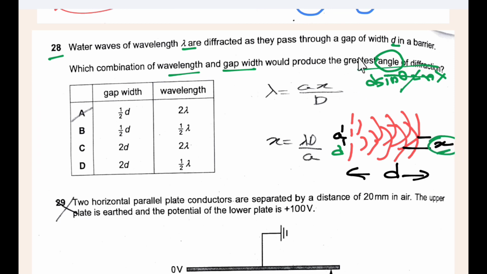Since it is not a diffraction grating question, this is a diffraction question in which the waves pass through a gap, that is this gap. So which combination would give the largest angle of diffraction, that means the largest value of x? We know that lambda is equal to a x by d. After rearranging, x is equal to lambda d by a. So which values would give the largest value of x? The gap width, that is a, and the lambda. The value of lambda must be greater, and as we know that x is inversely proportional to gap width, the gap width must be less. So the gap width is less and the lambda is more, so option A is correct. The answer would be A.